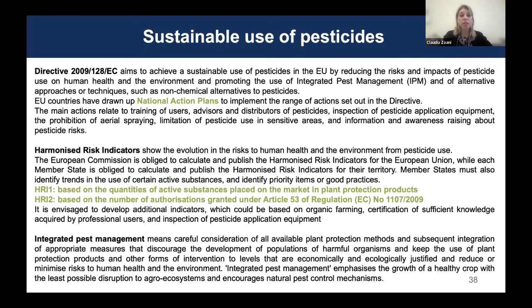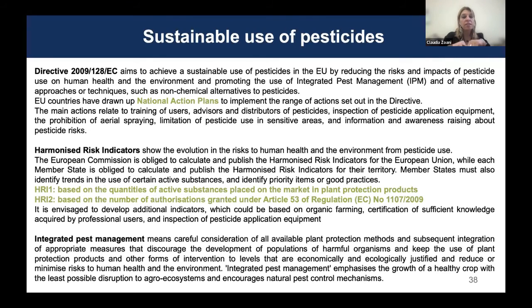The directive establishes harmonized risk indicators that can allow to show the evolution in the risk to human health and environment from pesticide use. So the European Commission needs to calculate and publish these indicators for the European Union, while each member state is obliged to calculate its own indicator for its territory. And they can also identify some trend. So far, two indicators have been established.